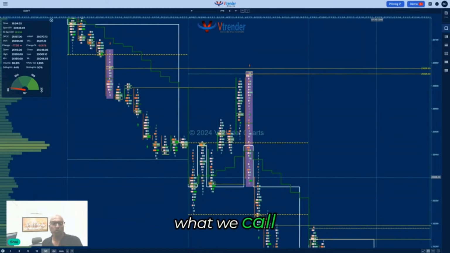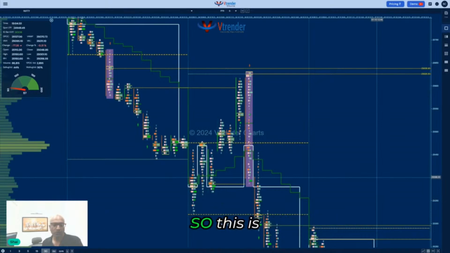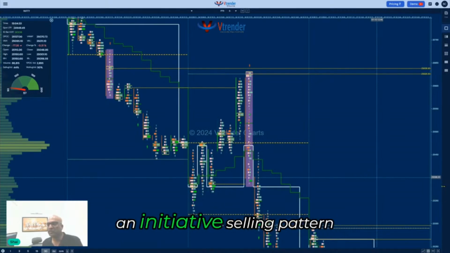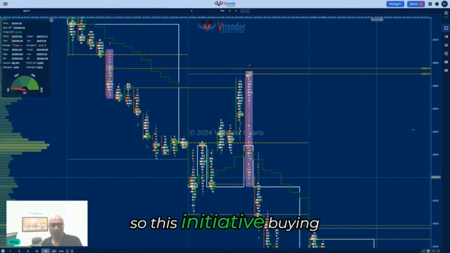So this is what we call initiative selling patterns, and the opposite of an initiative selling pattern is an initiative buying pattern. This initiative buying pattern will come when there are a lot more market orders on the buy side. And when they are on the buy side, you'll find suddenly that these people are buying deep into the market.